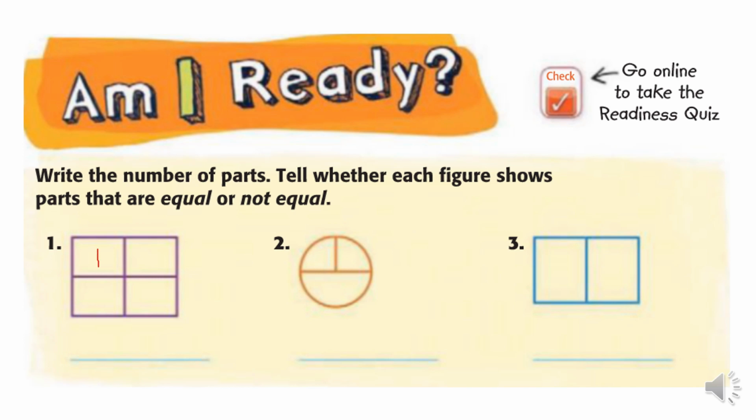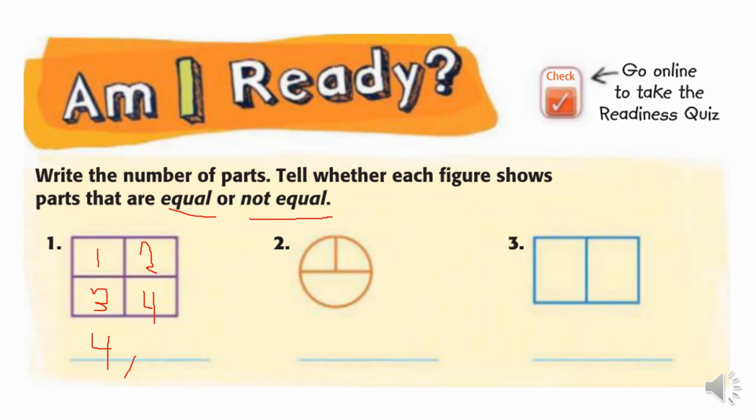They're divided into 1, 2, 3. Sorry about the numbers, they're really ugly. So they have 1, 2, 3, 4. Okay, so how many parts? There are 4. We're going to write a comma, and then we're going to tell if they're equal or not equal.